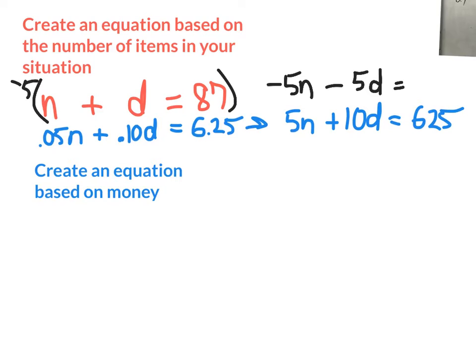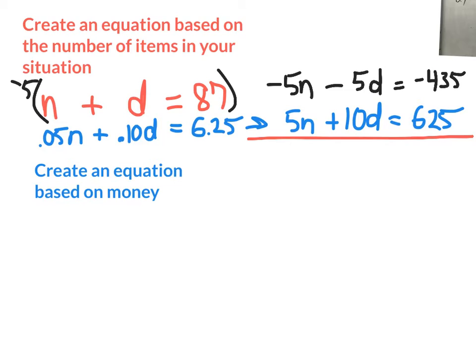435. 5 times 80 is 400. 5 times 7 is 35. 435. Negative 435. I should probably double check that on a calculator. Calculator. Here we go. Okay, I'm going to assume that I'm right there. Now it's ready to combine and cancel.